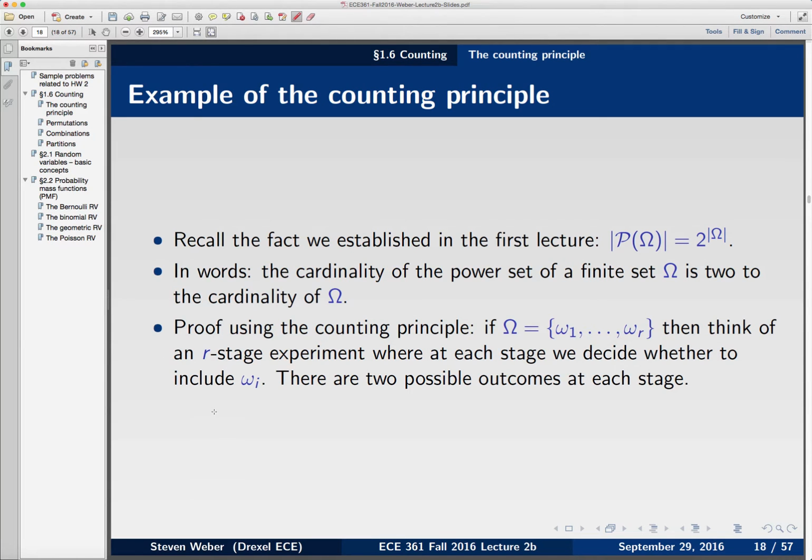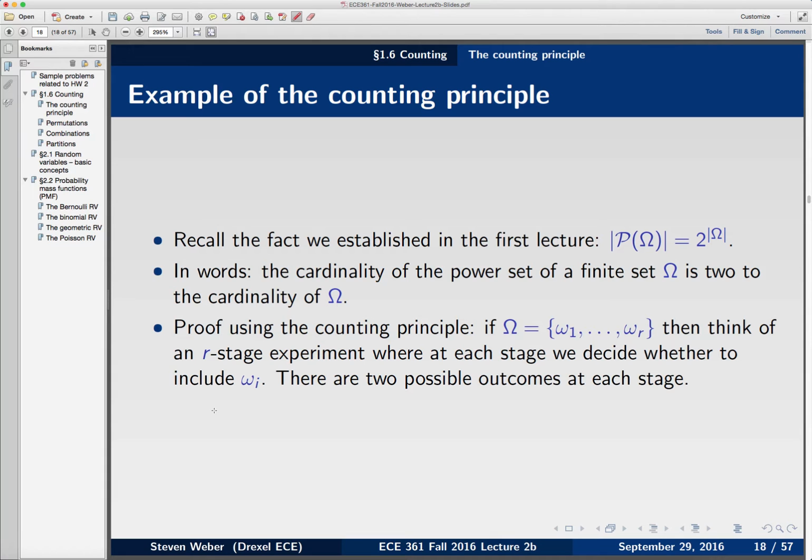Let's give a simple example of the counting principle. In the first lecture, we talked about the basic fact that if I have any finite set, in this case we'll call it omega, and I ask for the power set of that set, the power set is the set whose elements are subsets of the set. And then I can ask for the cardinality of the power set, which is equivalent to asking how many subsets of a given set are there. And we said in the first lecture that if a set has n elements, then its power set has 2 to the n elements.